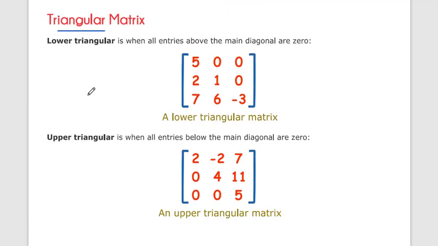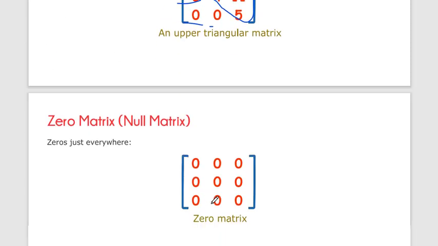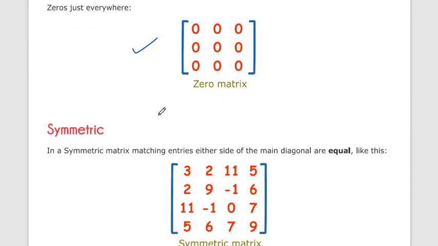Triangular matrices have two types, lower and upper. Lower triangular has values in the lower triangle and all other elements are 0. And upper triangular has values in the upper part and other elements are 0. Zero matrix: all elements are 0.